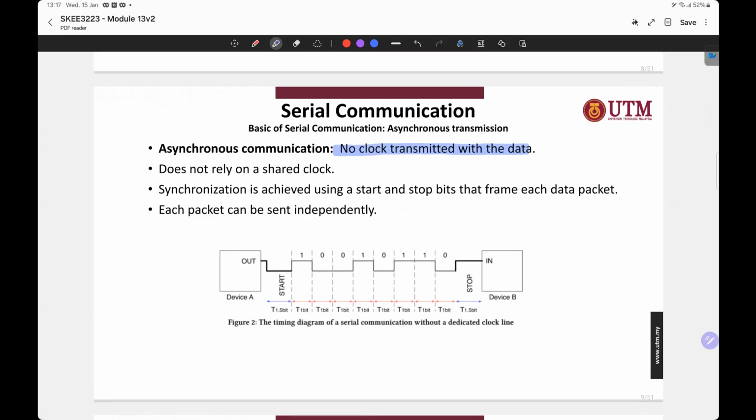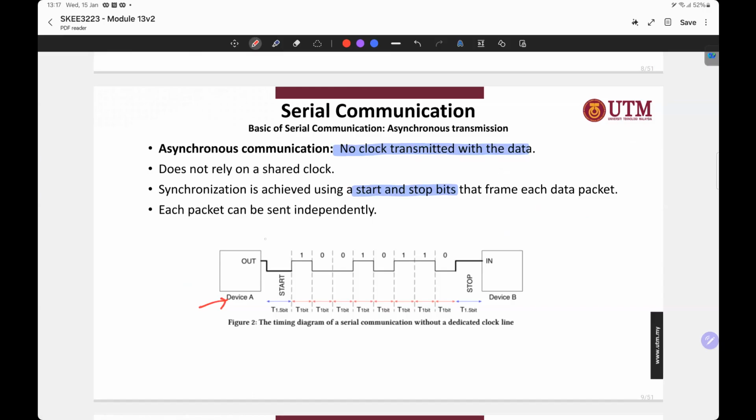But for asynchronous communication, you need to have the start and stop bits that frame each data packet, so that the receiver knows and receives the correct data. Each packet can be sent independently. Here, as we can see, there is no clock input in this figure.